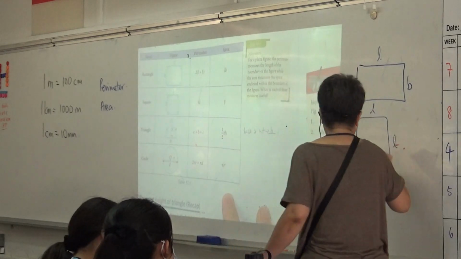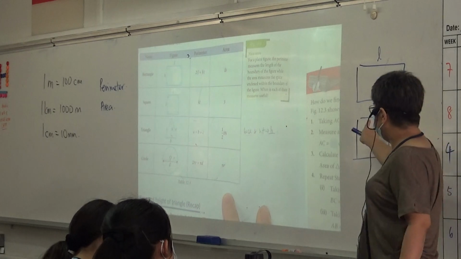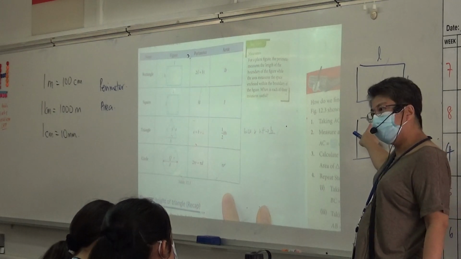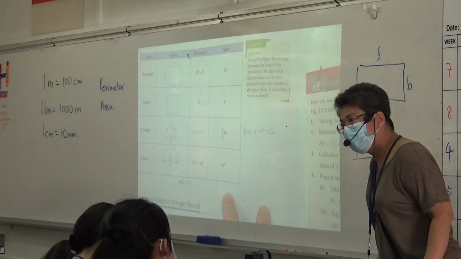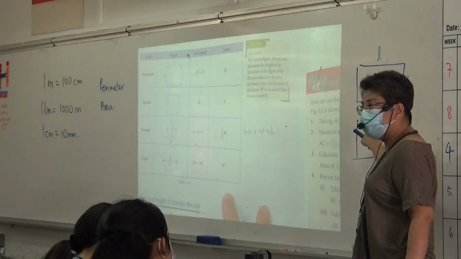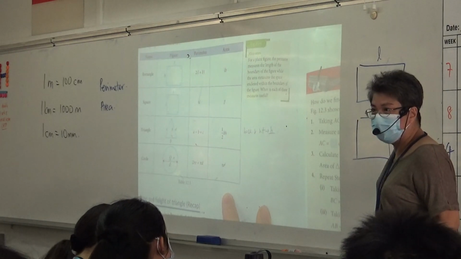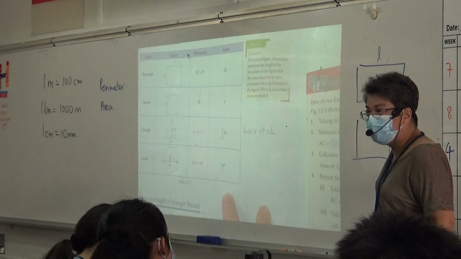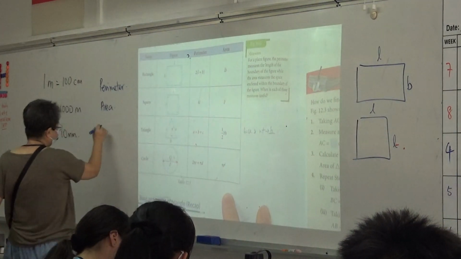Okay, now next. What about a square? A square has all four sides the same. If I know one side, how to get the perimeter? Times 4, because there are four sides. How do I get the area? L times L, or L squared. It's also length times breadth, just that now the length and breadth are the same.